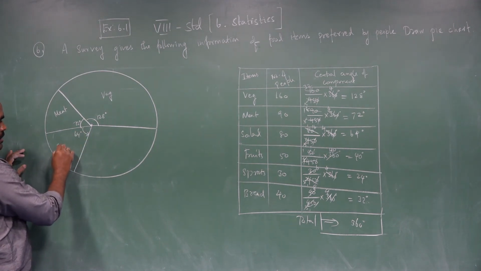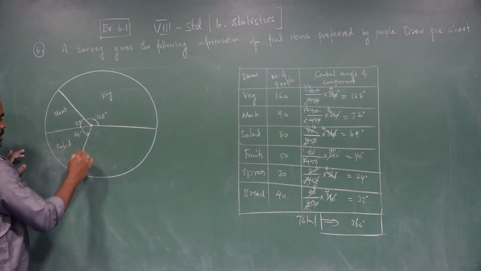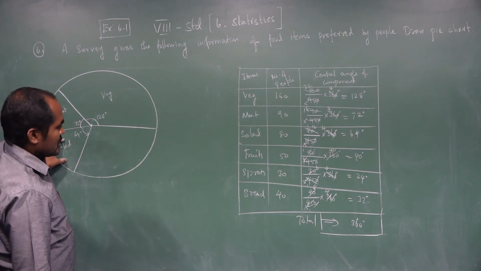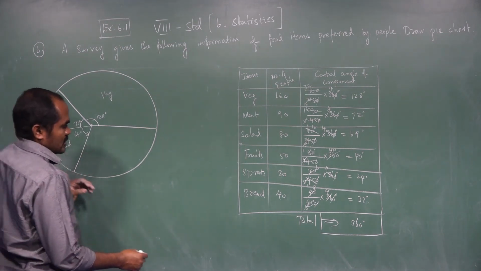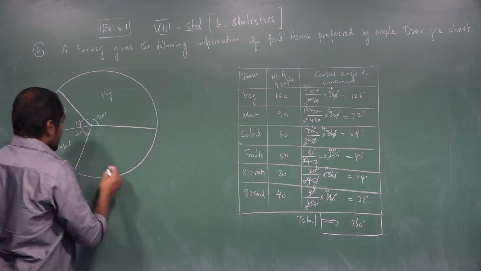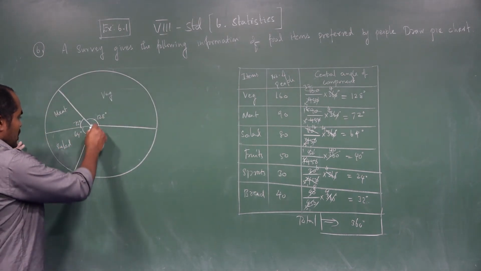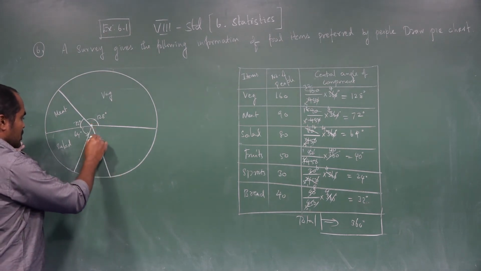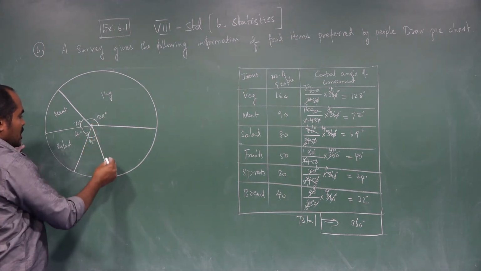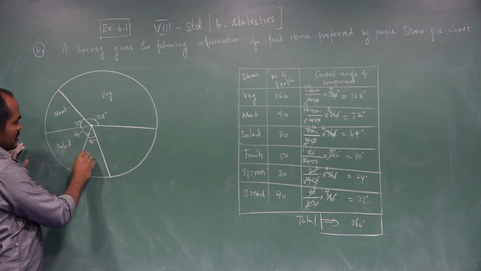This sector represents salad. Next, fruits. Central angle is 40 degree. So keep your protractor here and measure 40 degree. So this is 40 degree and this represents fruits.